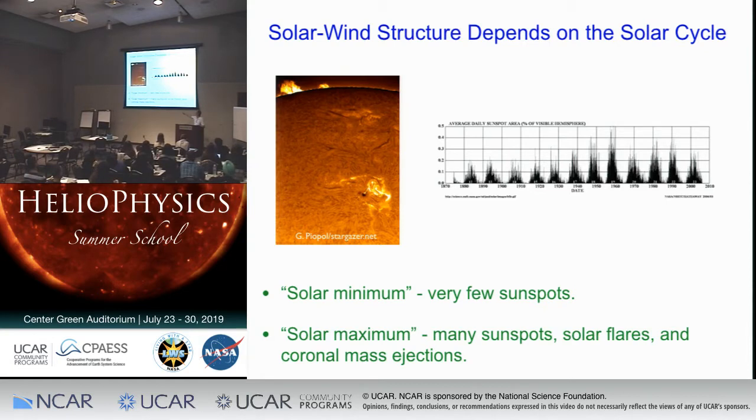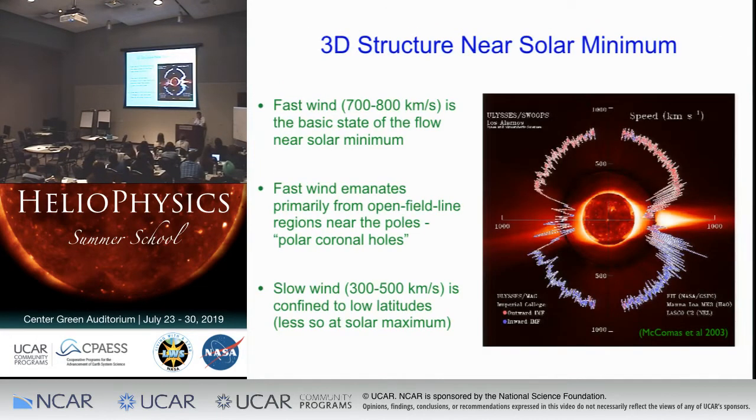And so there's a sunspot, and you can see that the area of the sunspots peaks once every 11 years. That's associated with the solar cycle in which the sun's magnetic field reverses direction once per 11 years. It's then a 22-year cycle. And we refer to the times at which you have maximal sunspot area as solar maximum, the maximum of the solar cycle. The times when you have the least sunspot area is the solar minimum, the minimum of the cycle. And it turns out that the structure of the solar wind, the 3D structure of the solar wind, depends upon where you are in this solar cycle.